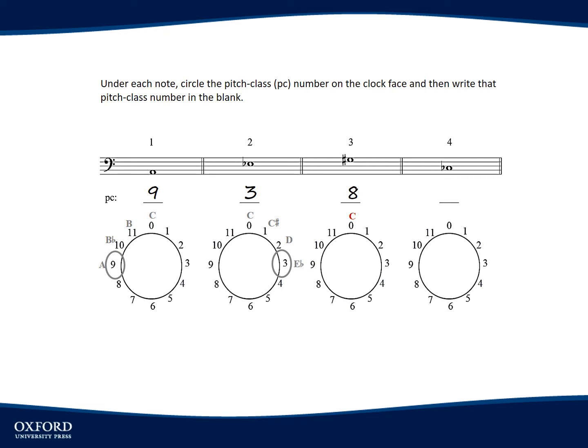You may have noticed there are a couple of shortcuts we could have used to find the pitch class number for G sharp. Back in number 1, we already found the pitch class number for A, which is only a half step above G sharp. Using that information, A is pitch class 9, and we can see G sharp is right next to it at pitch class 8.